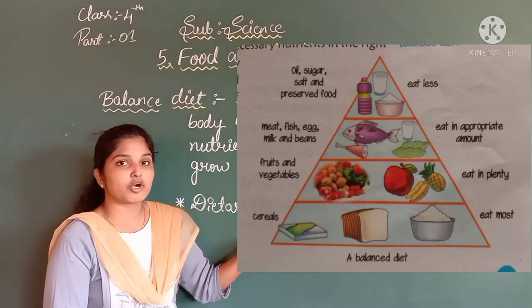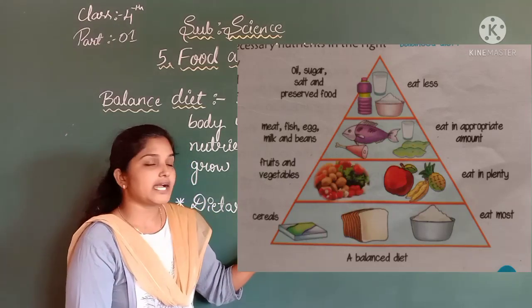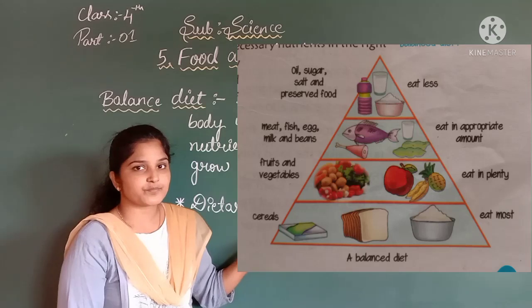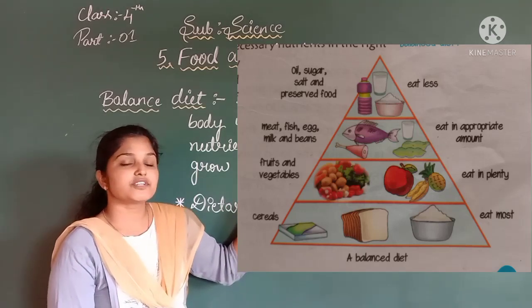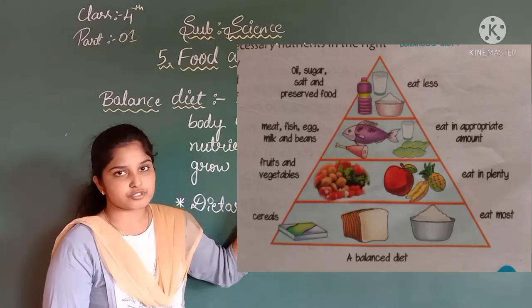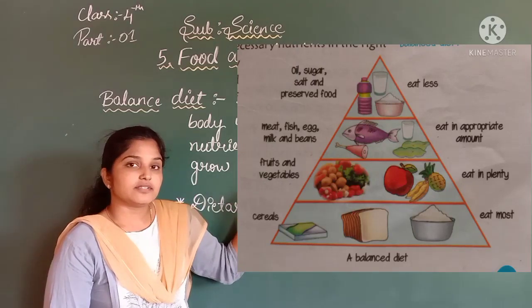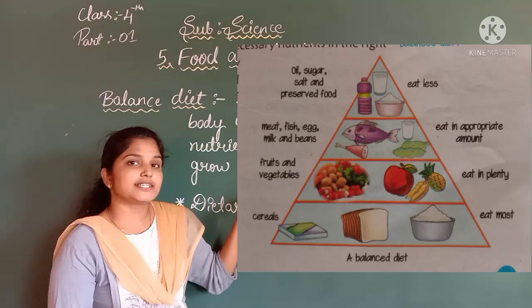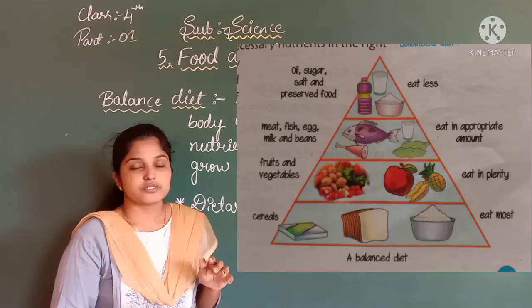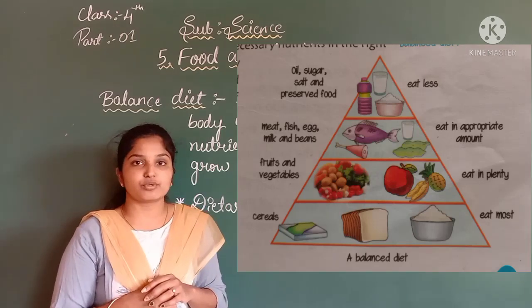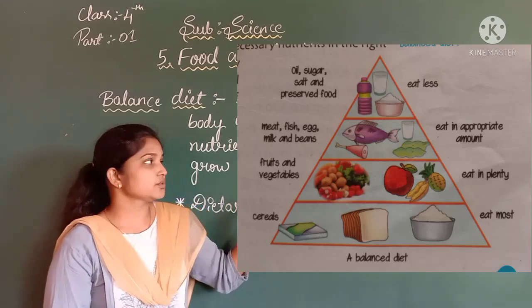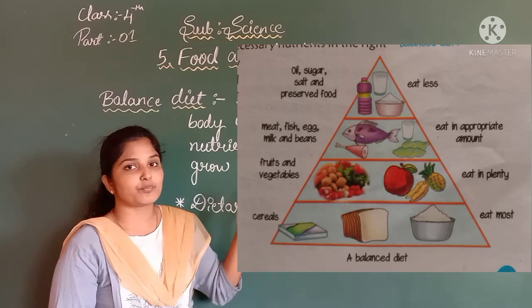At the bottom we should eat the most: those are cereals. The next compartment we should eat in plenty: vegetables and fruits. The next one we should eat in an appropriate amount, neither more nor less. Those are meat, fish, egg and milk.